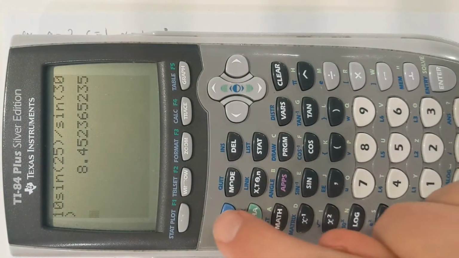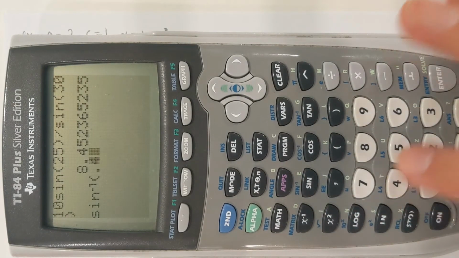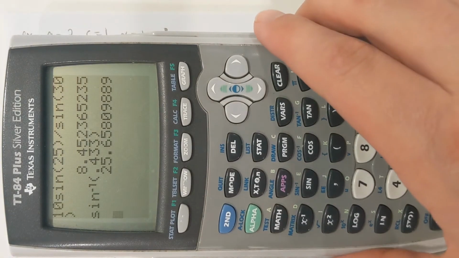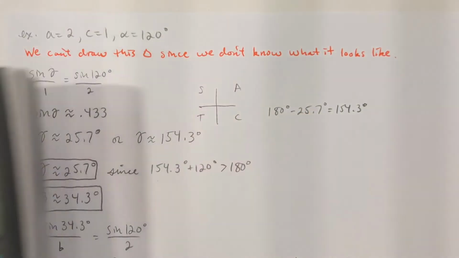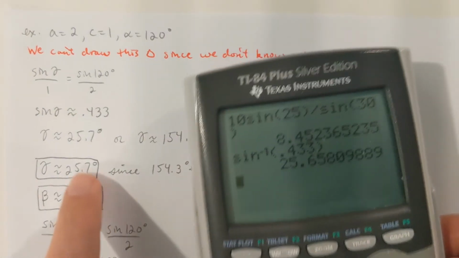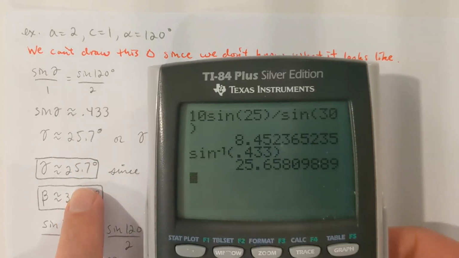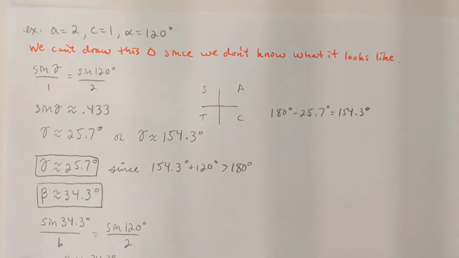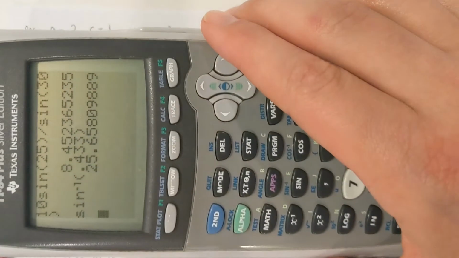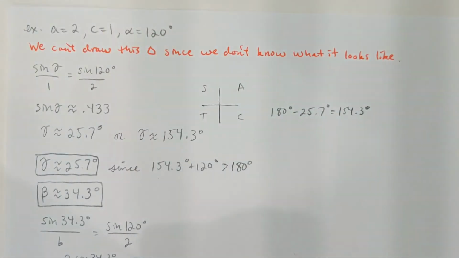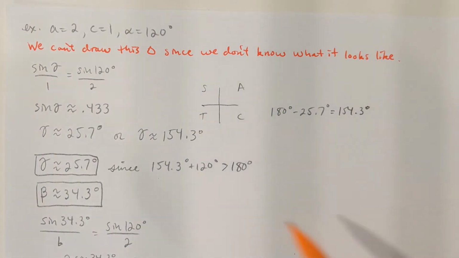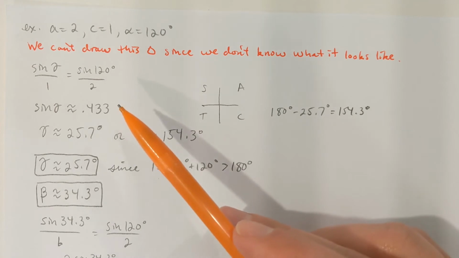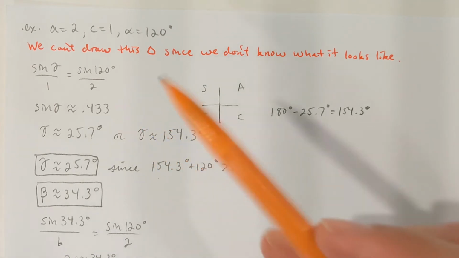Sine inverse of 0.433 is 25.66 degrees, or 25.7. I'm going nearest to 1 digit with that. Now a couple things. First of all, you want to be careful about rounding too early. It wouldn't have mattered for this problem, but in some other problems it might matter.